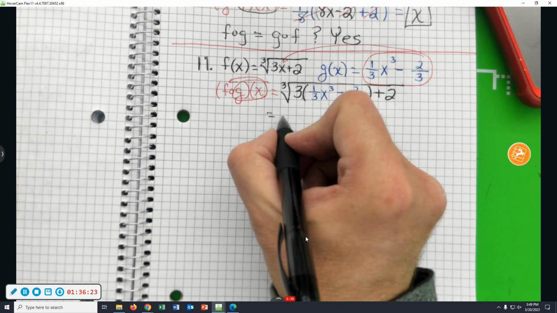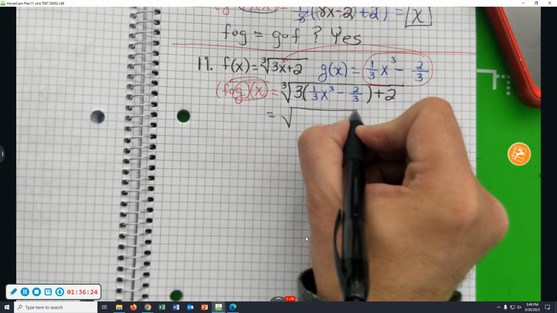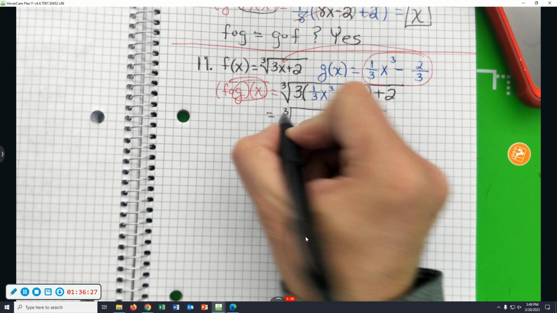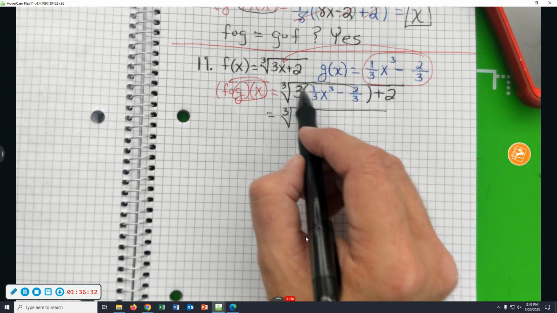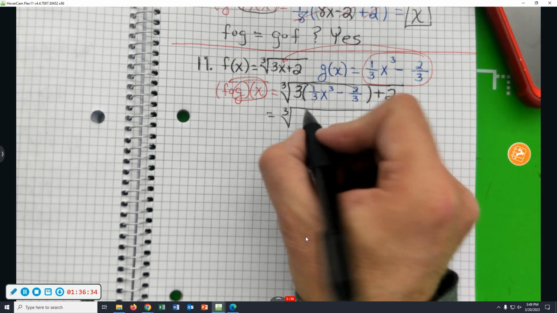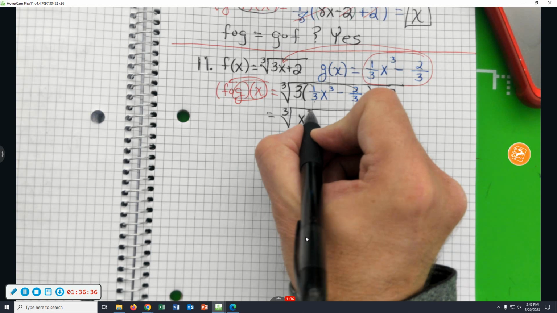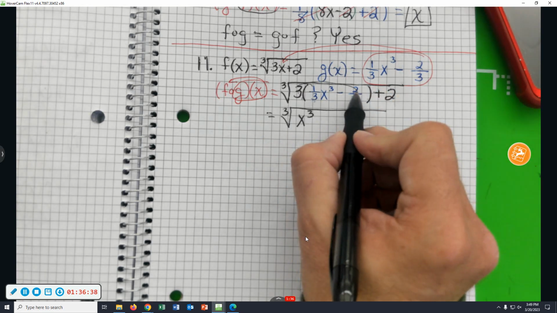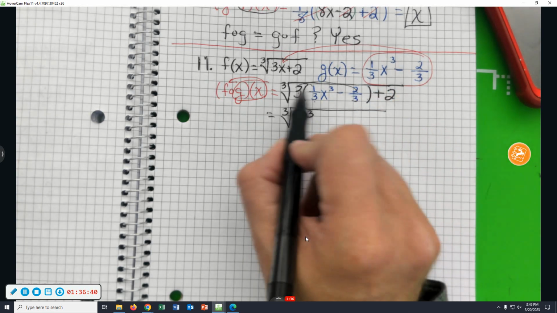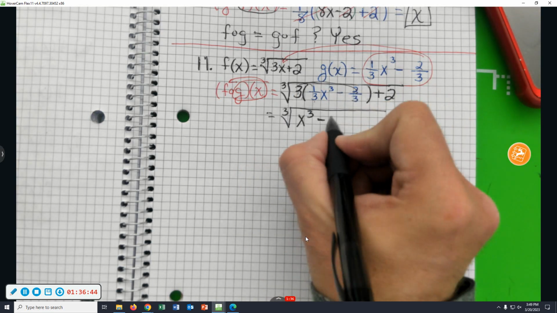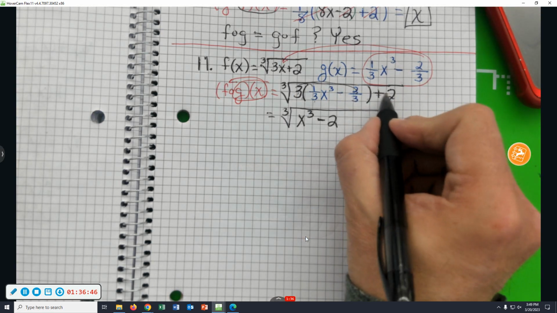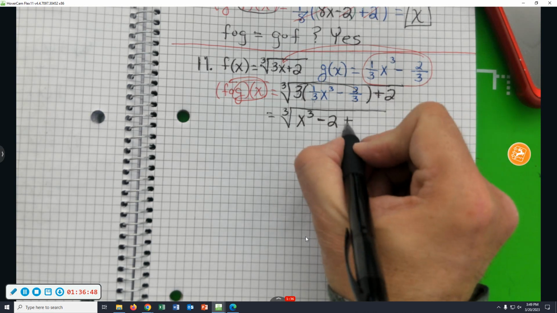Distribute the 3 through those parentheses. The 3 times a third is just going to be 1, so we'd have an x to the third. Then this 3 in the bottom cancels with that 3, so a minus 2. And then we still have the plus 2.